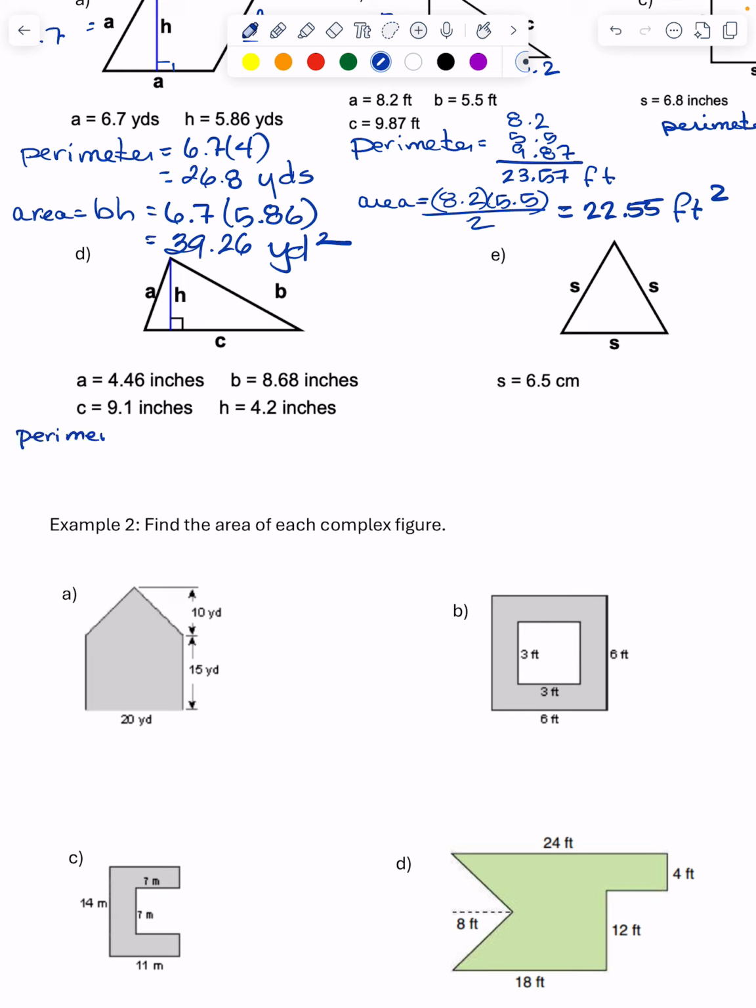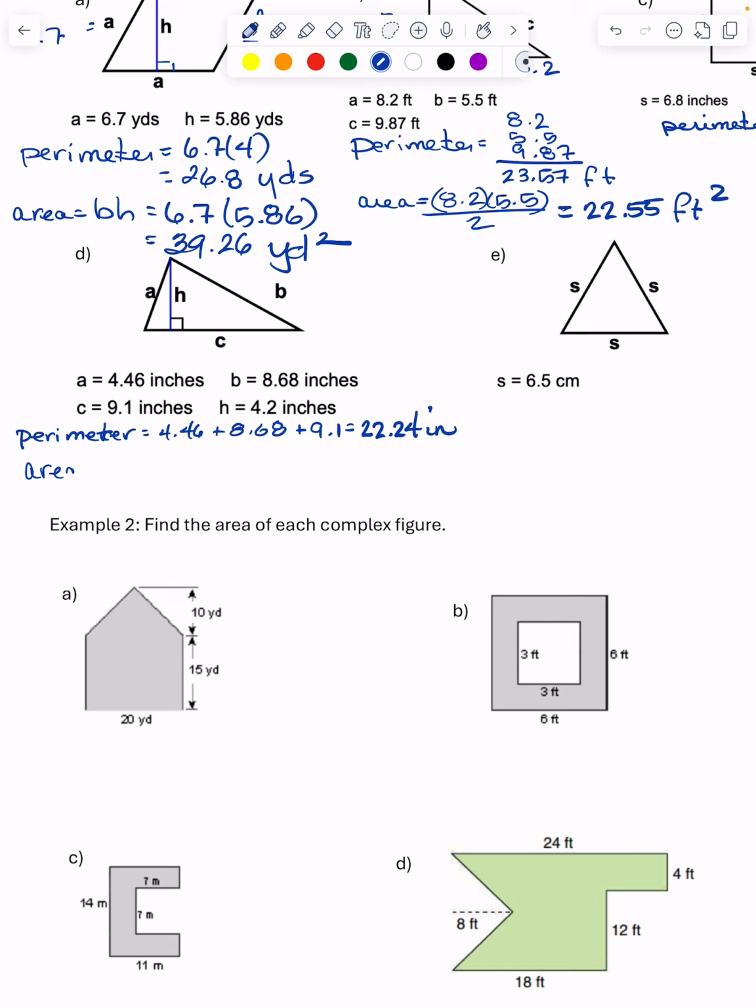D. I have got another triangle here. Notice this time the sides are not perpendicular, but we are given the height. So to find the perimeter first, we're going to add all the way around. 4.46 plus 8.68 plus 9.1. Those are the lengths of our 3 sides. And we get 22.24 inches.